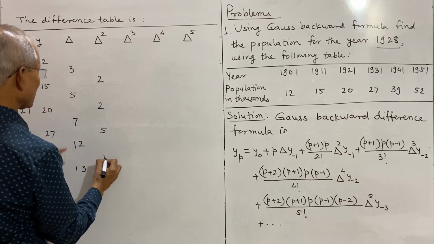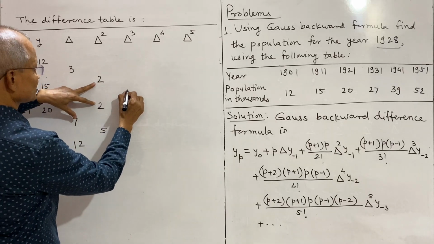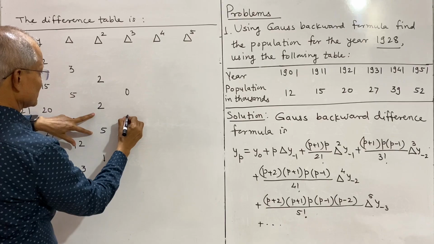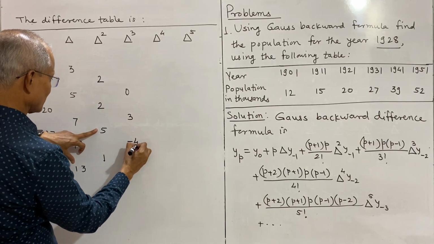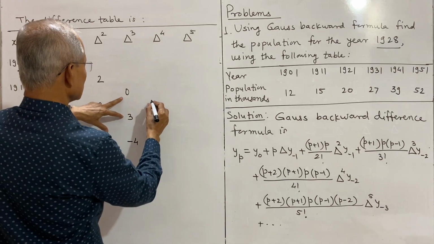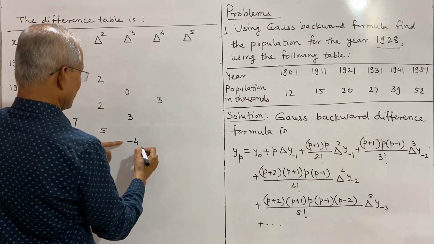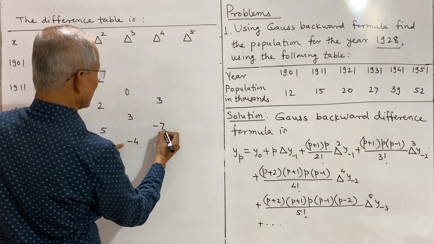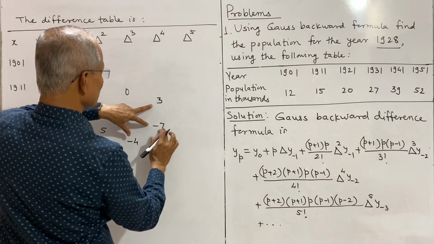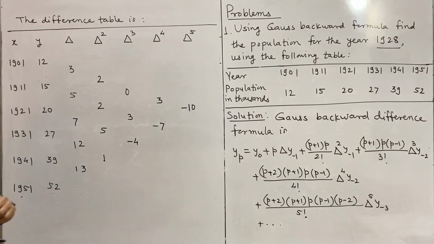The second order differences are 2, again 2, 5, and 1. Third order differences: the difference of these two is 0, this is 3, this is 1 minus 5, which is minus 4. Fourth is now 3 minus 0 is 3, minus 4 minus 3 is minus 7, and the last one is minus 7 minus 3, which is minus 10. So these are the differences.